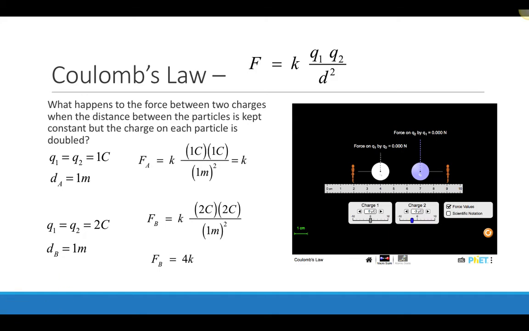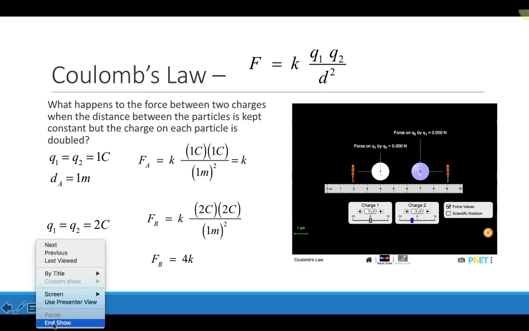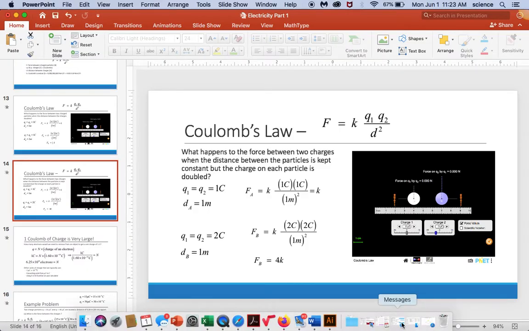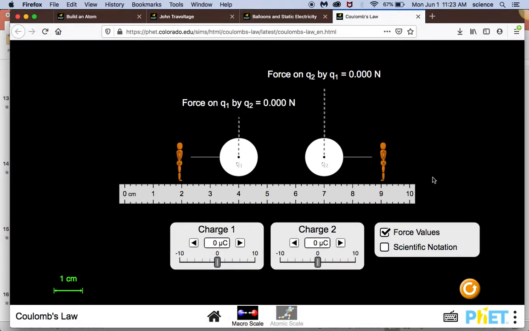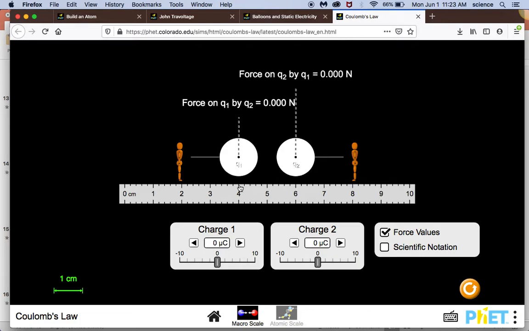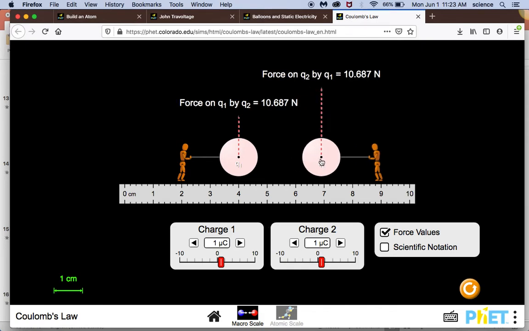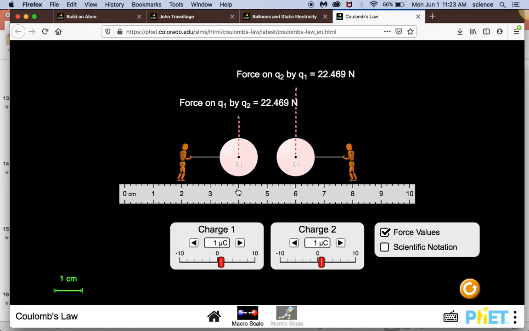So one of the things that we can do is check this out with the simulation. I have the PhET simulation here. Right now they have 0 charge on them, and I'm going to bring them so that they are exactly, this is in centimeters, so the units are going to be a little weird, but we can at least see what happens. So let's put 1 Coulomb of charge on each of these. Okay, there we go. So they're separated by 2 centimeters.